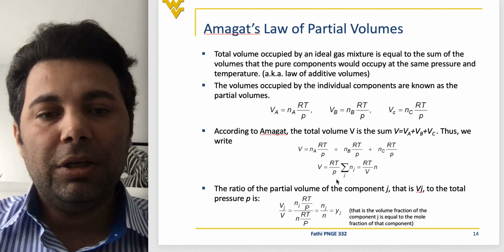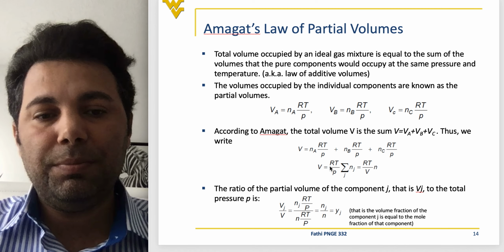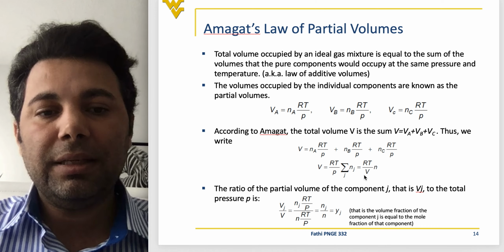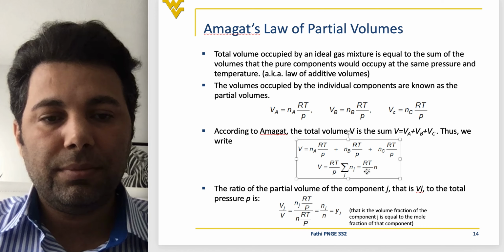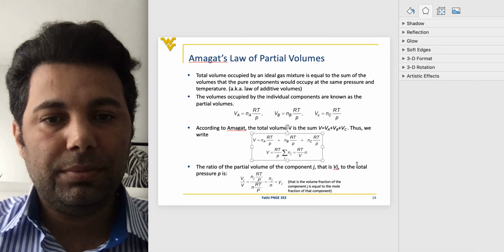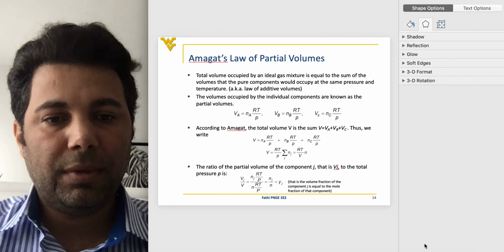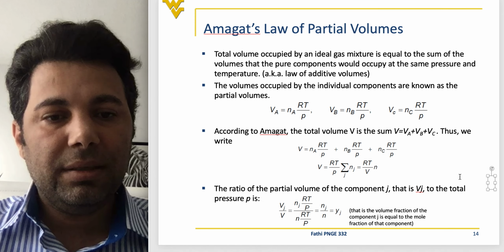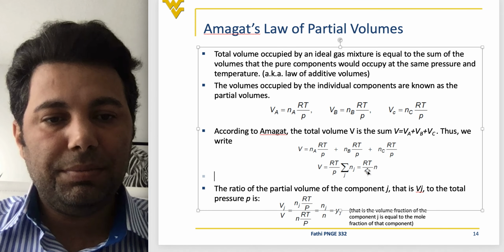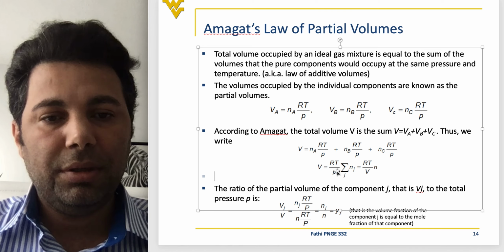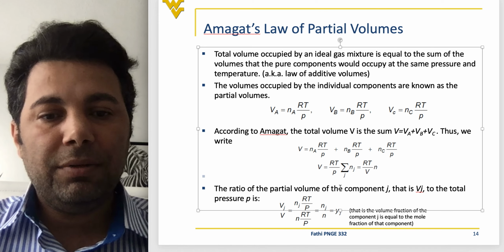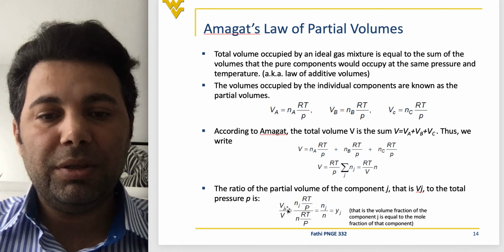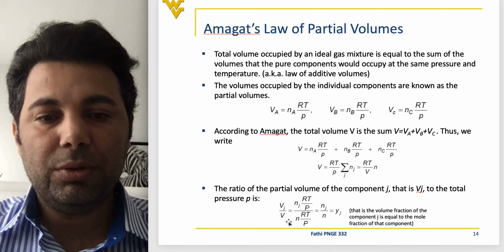Factor it out. You see the equation of state PV equal to RT is valid, and this should be P. There is a typo here. So from here I can find that the partial volume is also equal to the mole fraction times the total volume.